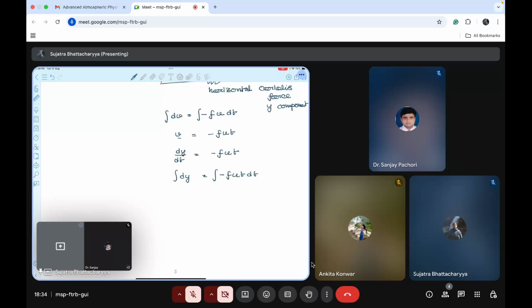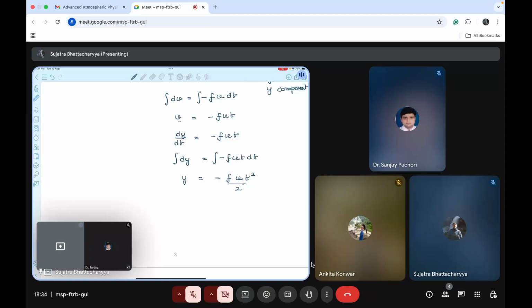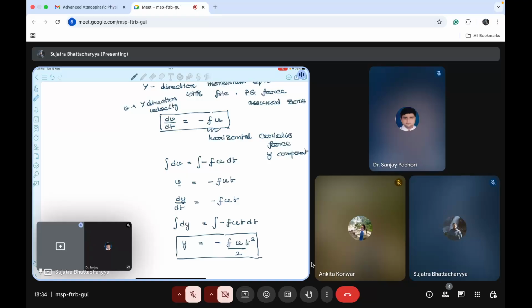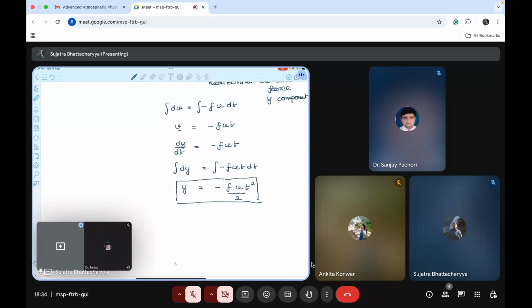Take the integral. I'm not putting the limits because it's a very approximate way of calculating. So y minus 0 equals minus fu t squared by 2, because the integration of t is t squared by 2, assuming the lower limit is 0 every time. So we get an expression for the y displacement of the ball because of the x directional motion u.